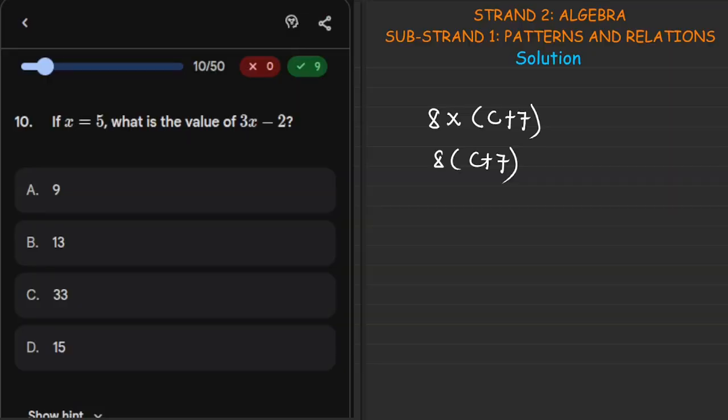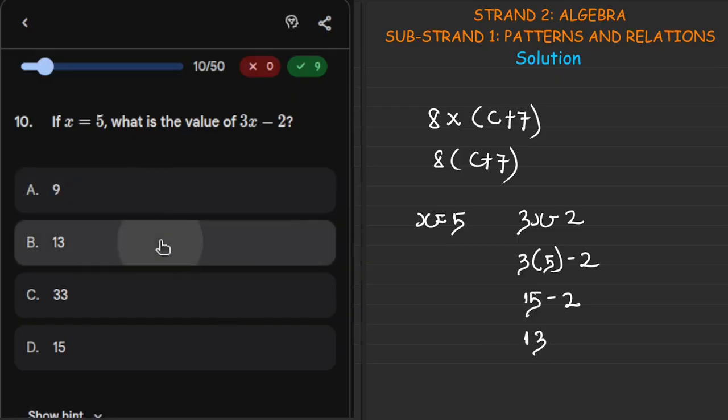Question number 10. It says, if x is equal to 5, then what is the value of 3x minus 2? In this case, we are actually substituting. So anywhere we see our x, let's put the value 5. We have 3 into bracket 5, then minus 2. 3 times 5 gives us a 15. So we have 15 minus 2. And 15 minus 2 on the other hand gives us what? A 13. So our answer is B.